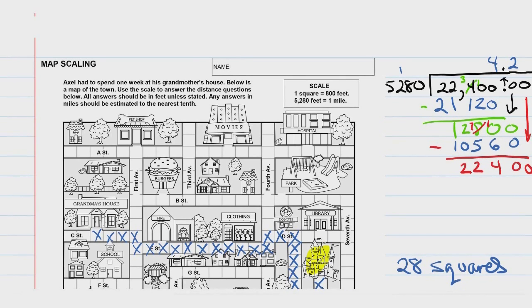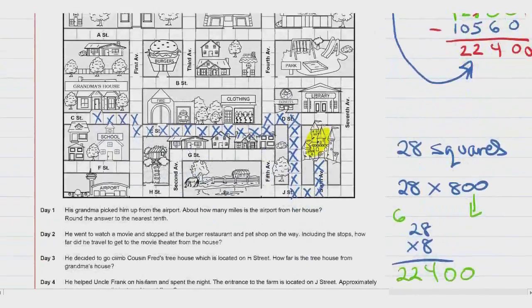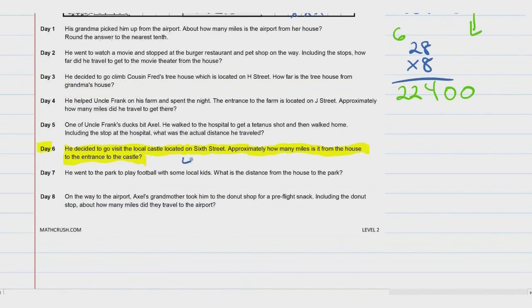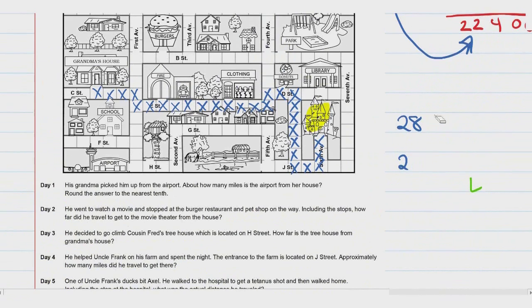But you don't have to do that, because this 5 right here can only go into 22 at the most 4 times, because 5 times 5 is 25. So we know this number right here cannot be bigger than 5. So we cannot round up. We have to keep the answer the same, which would be 4.2 miles. So we don't have to waste time dividing again. So our answer is 4.2 miles to walk to the castle. Let me clean this up really quick.